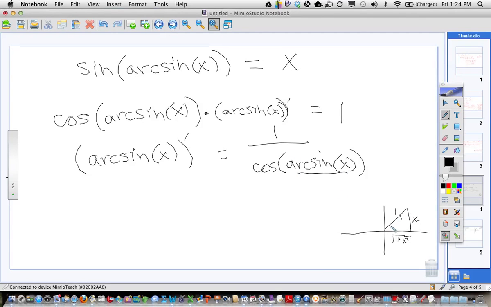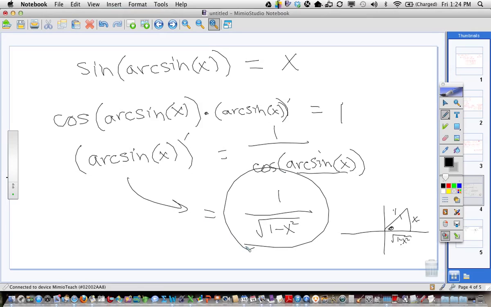This angle here, I don't just call it theta. This angle theta here is the angle whose sine is x. And now we want the cosine of that angle. What would be the cosine of this triangle here? It'd be this over 1. So the whole bottom is just the square root of 1 minus x squared. So the derivative of arc sine is that right there.